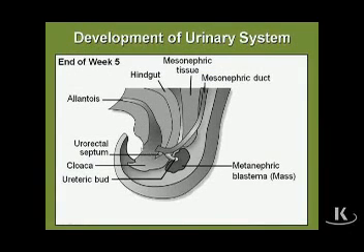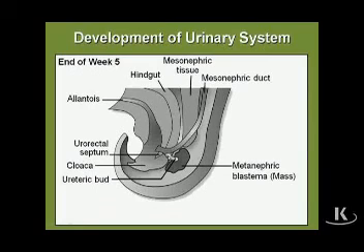So now we see that the ureters are entering the cloaca, the part of the cloaca that becomes the urogenital sinus. The urogenital sinus becomes the bladder, so we have the ureters going into the bladder, which is what we want to have.